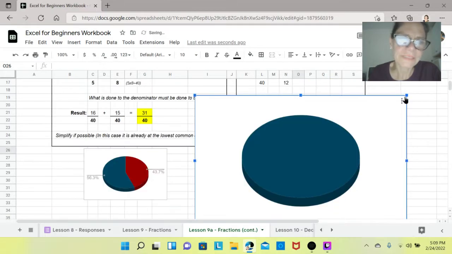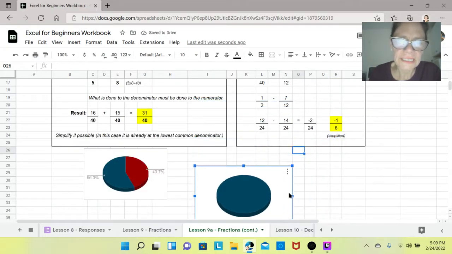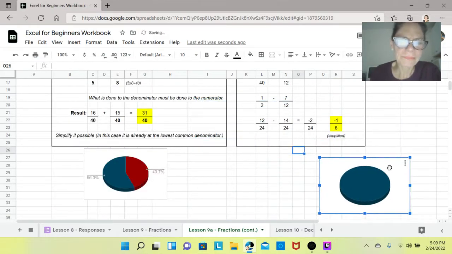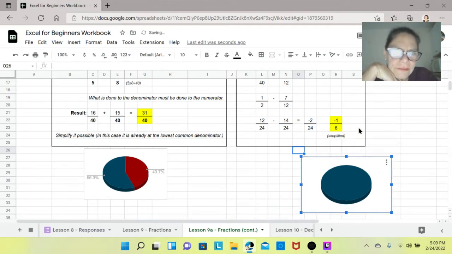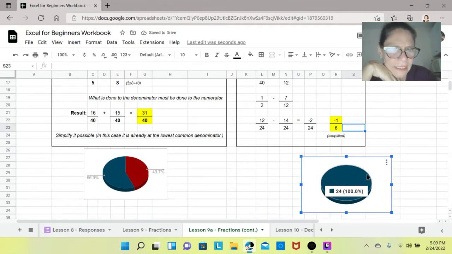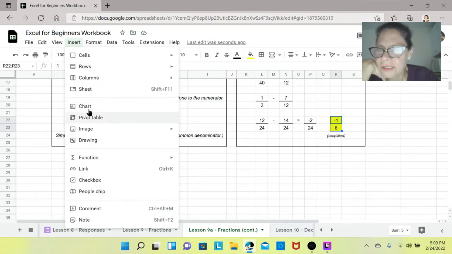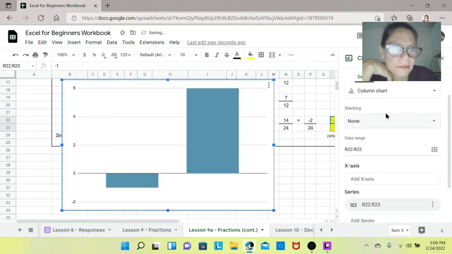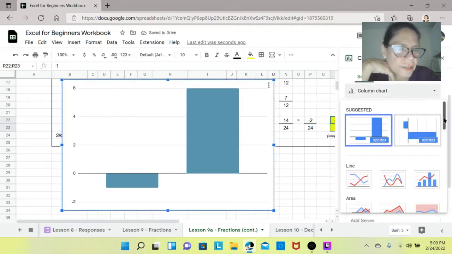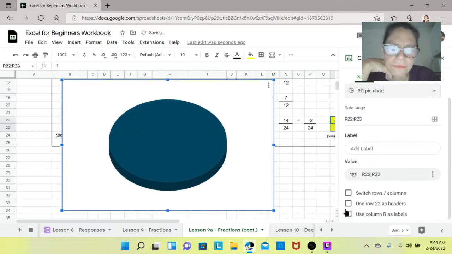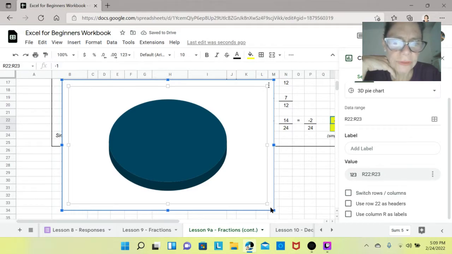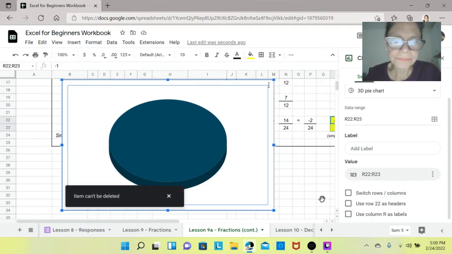I don't want to change the class because I'm already. That can't be right. Negative. Oh, maybe I didn't. Hang on. Sorry about that. I'm going to highlight this one. Insert a chart. It always goes to the column chart. I'm not sure why that's happening, so I'm not going to confuse you anymore.